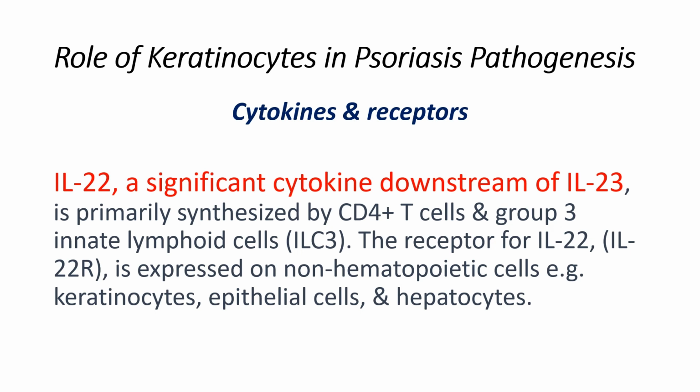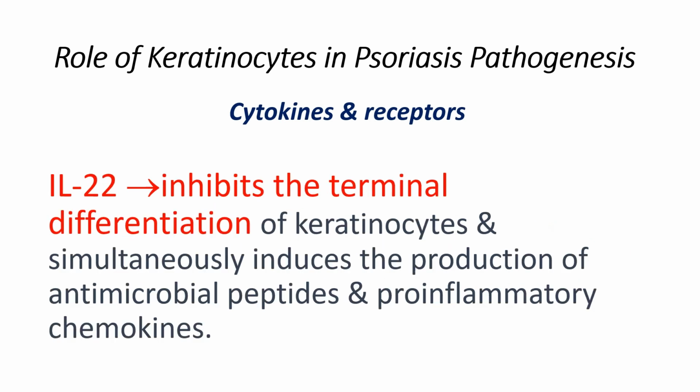Interleukin 22 is a significant cytokine downstream of interleukin 23 and is primarily synthesized by CD4 positive T cells and group 3 innate lymphoid cells. The receptor for interleukin 22, known as interleukin 22 receptor, is expressed on non-hematopoietic cells such as keratinocytes, epithelial cells, and hepatocytes. Interleukin 22 exerts its pathogenic effect in psoriasis by inhibiting the terminal differentiation of keratinocytes and simultaneously inducing the production of antimicrobial peptides and pro-inflammatory chemokines.